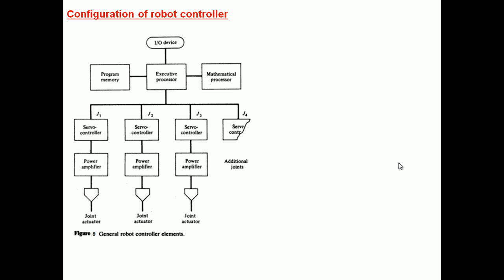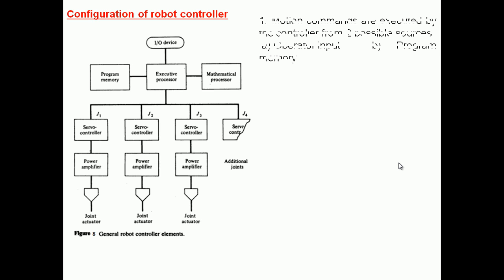So J1 means a servo controller, J2 means another servo controller, J3 means another servo controller. The servo controllers are nothing but the joints. Each joint will have a servo controller, a power amplifier, and a joint actuator. So this is step by step the flow of the robot controller elements, from the higher to the lower level.